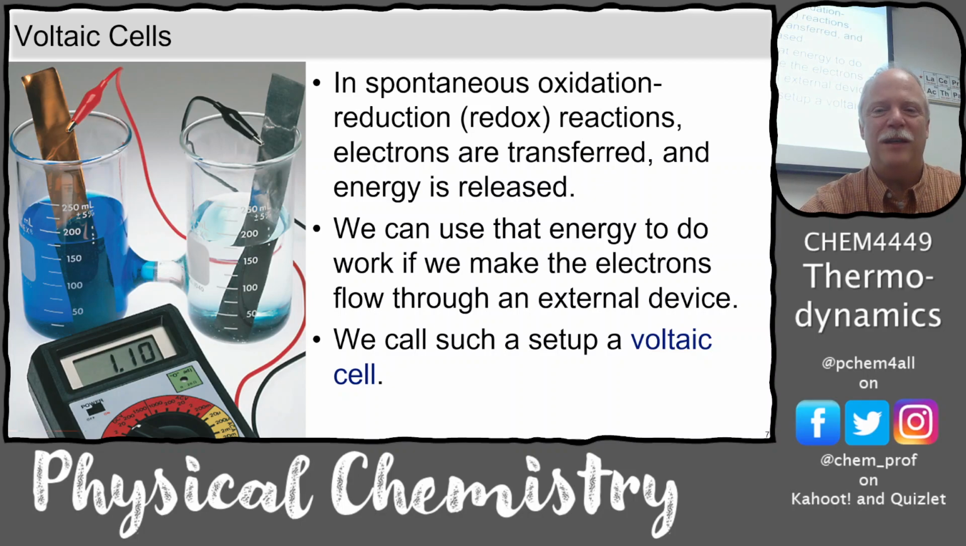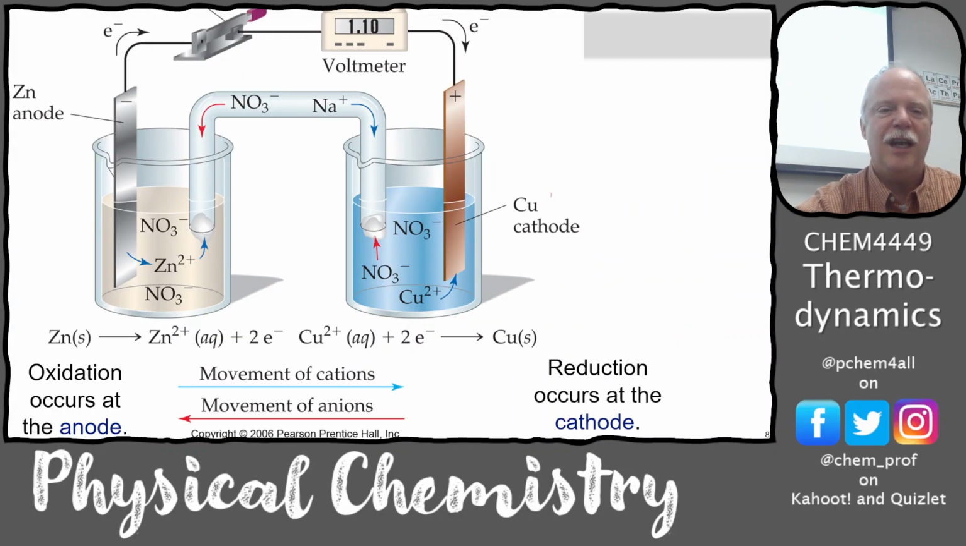So in these spontaneous oxidation reduction reactions, these electrons are transferred and energy is released, and maybe we could work to get that electron potential to go through our circuit. And so that's what we've done. We separate the 2 electrodes. We make the electrons go through the outer circuit and the ions go through the solution, and that's a galvanic cell or voltaic cell. So here's a little scheme of what's going on in a copper zinc cell.